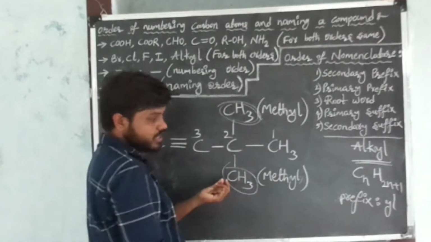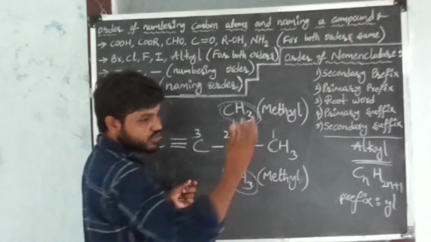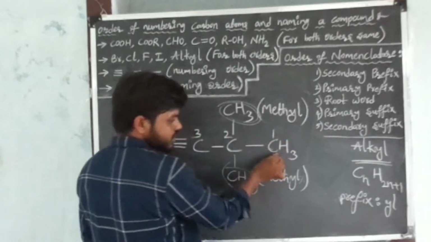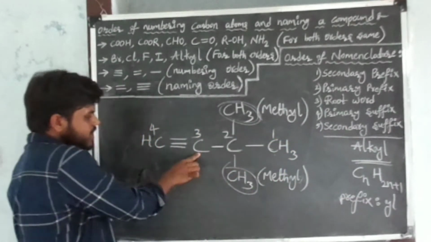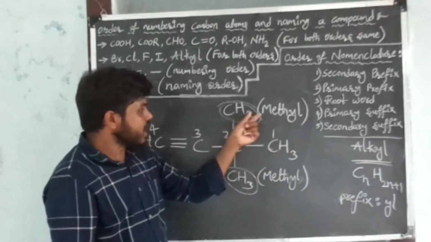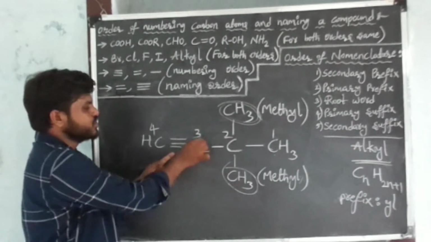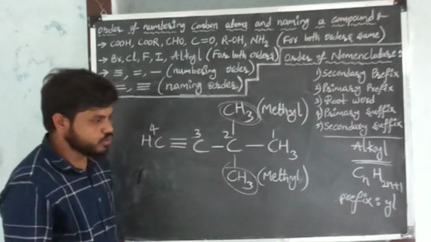I gave numbers to each carbon atom in such a way that this methyl should get the least number. That's why I started from the right side. This is the first carbon, second carbon, third carbon, fourth carbon. See, the methyl is getting the second position, another methyl is also getting the second position, and the triple bond is getting the third position.